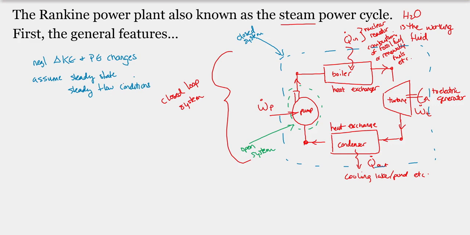And lastly, we're going to assume no heat transfer with the surroundings. So, and let me be very specific here, the heat transfer that occurs between the high temperature and low temperature reservoirs is not with the surroundings. So specifically what I'm saying is that the pumps and the turbines are adiabatic, and that the boiler and condenser only exchange heat with the cooling lake and with the reactor or the boiler or the combustion furnace. Okay? So no heat transfer with ambient surroundings.